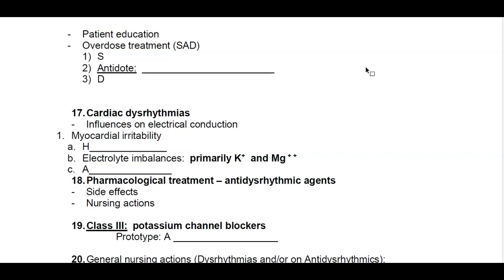S stands for stop the drug, because the drug cannot be dialyzed, so we have to treat it symptomatically. A stands for the antidote. So we need to give the antidote, and the antidote that you have to remember for this specific drug is Digibind, or digoxin immune fab. Digoxin immune fab is an antidote for digoxin.